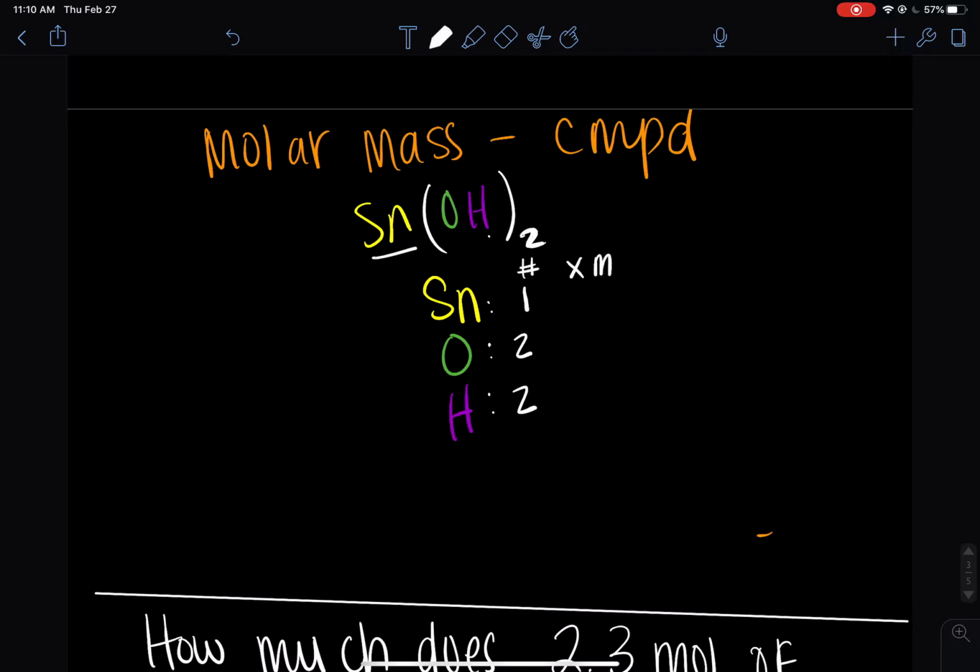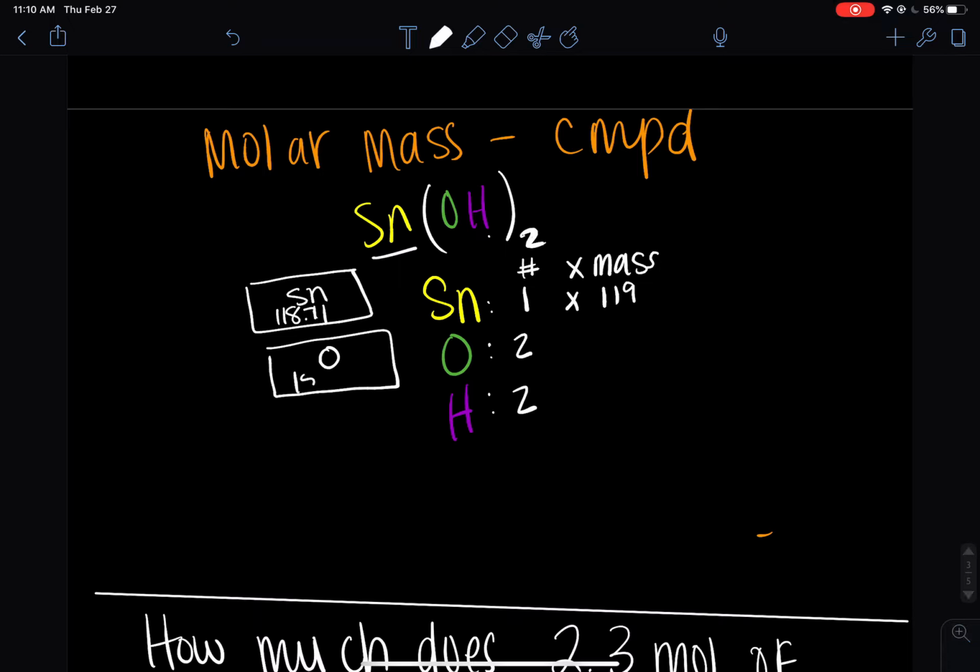You multiply that by the mass of each element. So if you go on the periodic table for tin, that square, it's Sn, and it's 118.71, I believe. That means the mass is roughly 119. If you look up oxygen, it's O, and you have 15.999, so that's roughly 16. And for hydrogen, you find H, and it is 1.008. So we're just going to use 1.